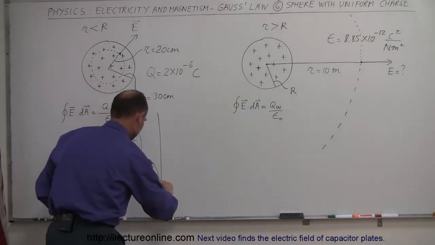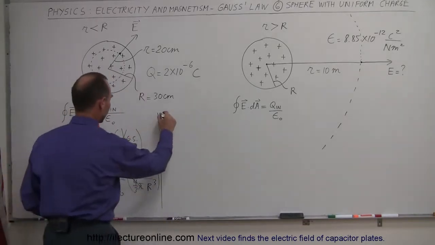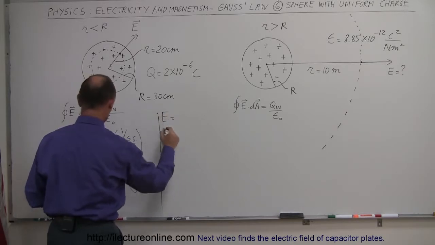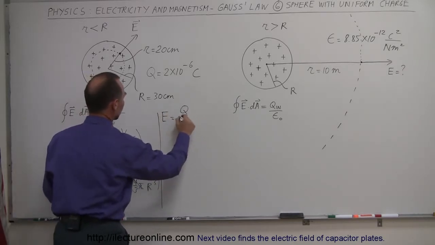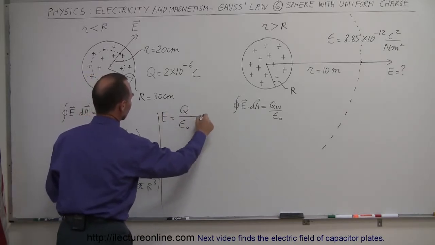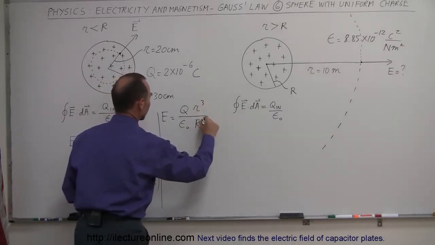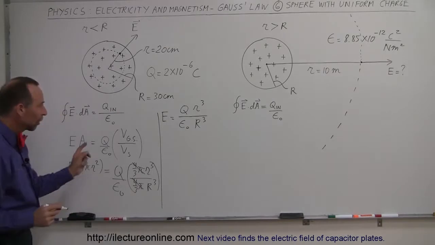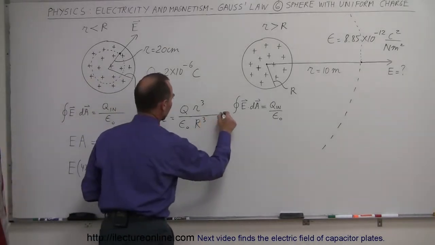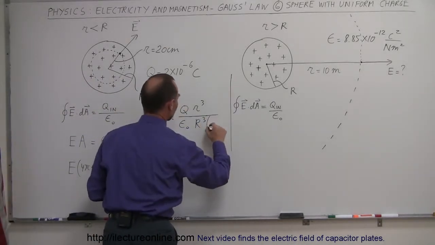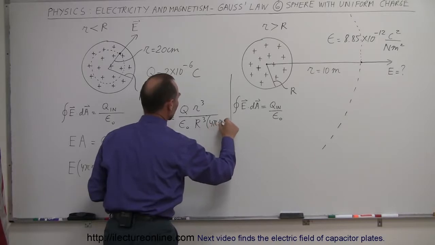So let's put a line here. And so we're going to continue here. So E is equal to the charge Q divided by epsilon sub naught times little r cubed divided by big R cubed. And then the 4 pi r squared is also going to go on the denominator. So here we go. This will be times 4 pi r squared.